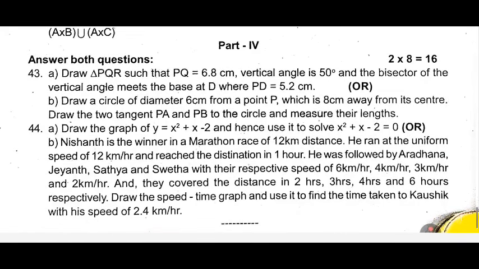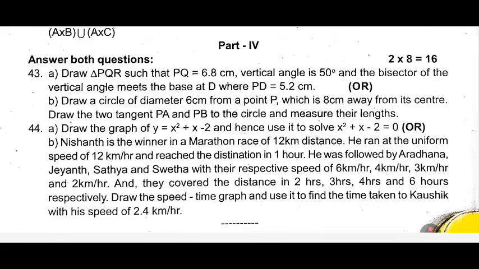Part 4. For 8 marks, answer both questions. In 43, you are given options A and B. Draw triangle PQR such that PQ is equal to 6.8 cm, the vertical angle is 50°, and the bisector of the vertical angle meets the base at D where BD is equal to 5.2 cm.